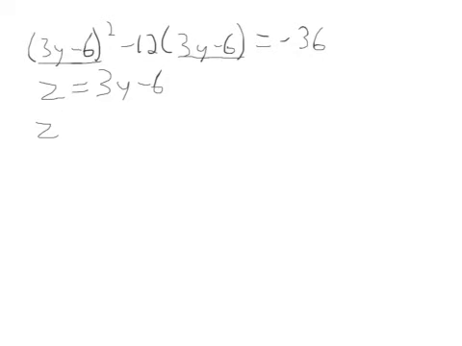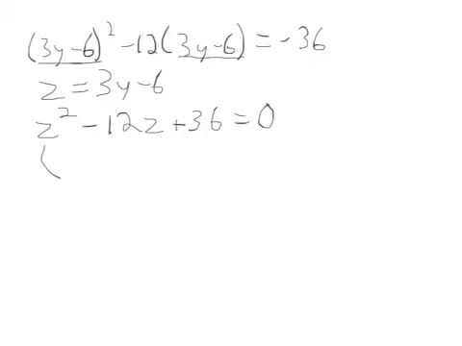So I'm going to get a z squared instead of (3y minus 6) squared, minus 12 instead of 3y minus 6, I'm going to get now a z, and then equals negative 36. I'm going to pull the negative 36 over by adding it to this side, and it's going to be equal to 0. Now notice what I have. I have a quadratic equation that is nice and easy to solve.